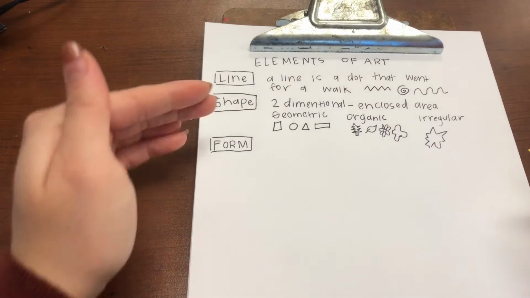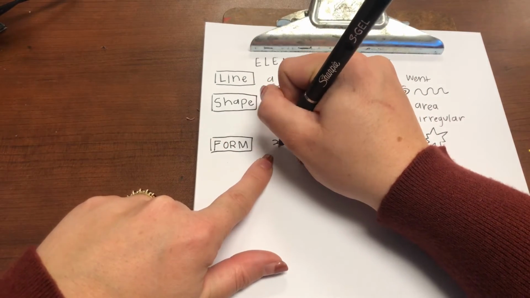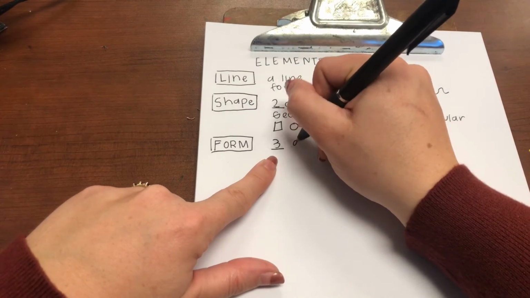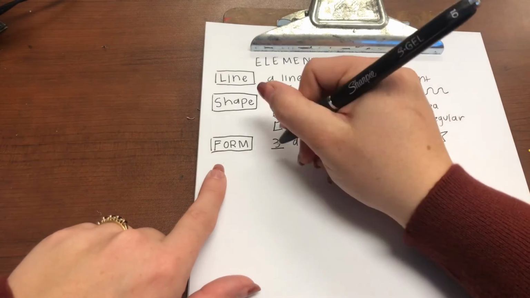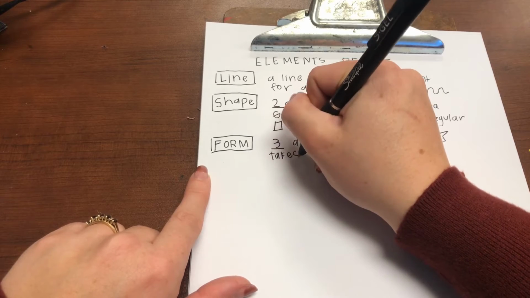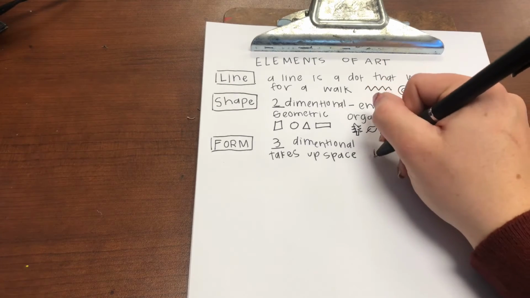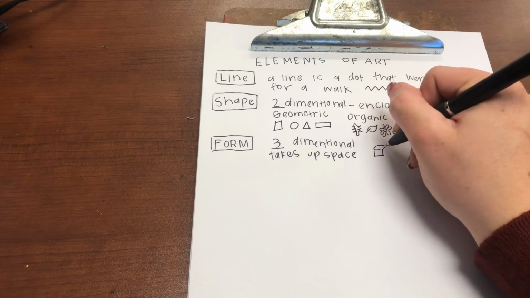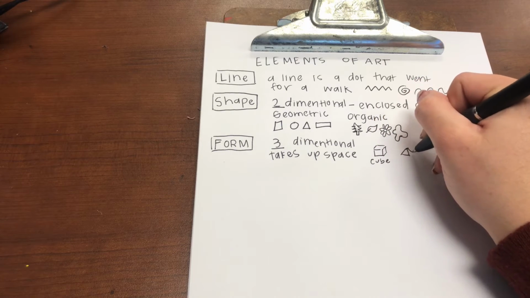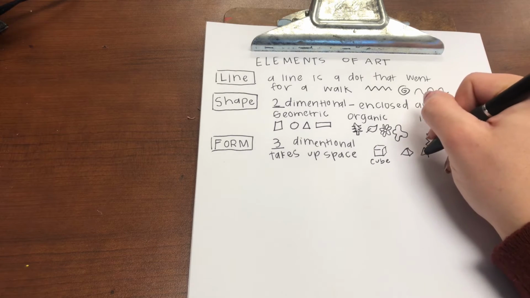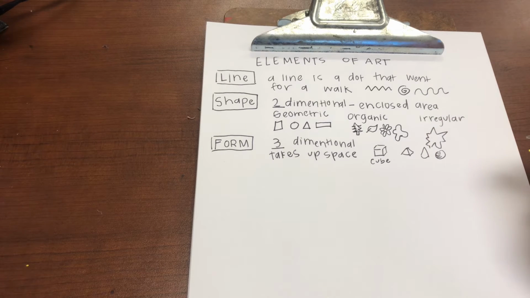Okay, the next one we're going to talk about is form. The main difference between shape and form is that shape is two-dimensional and form is going to be our three-dimensional shapes, and it takes up space. So this could be things like a cube, a pyramid, a cone, a sphere, okay? All of these things take up space and they are three-dimensional.